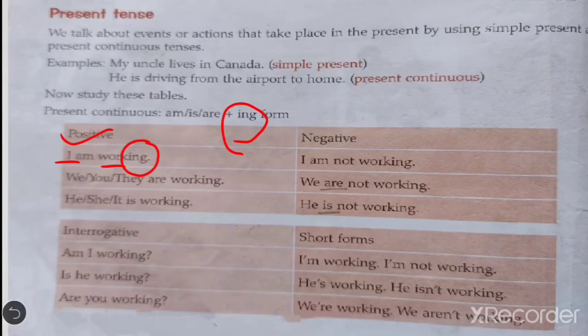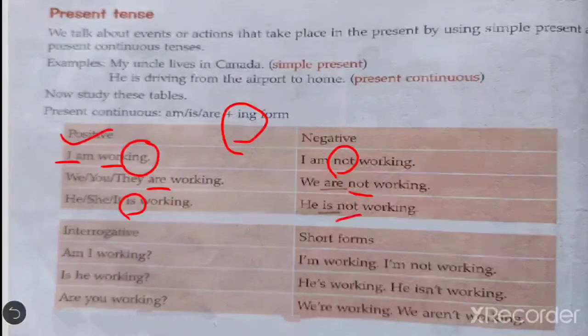In a negative sentence, negative means we have to use not. So, I am not working. If you use not, your sentence becomes negative. We, you and they are working. So with this subject, with this pronoun, we have to use are. We are not working. If you use not, once again it becomes negative. He, she, it is working. So with this pronoun, we have to use is. He is not working.